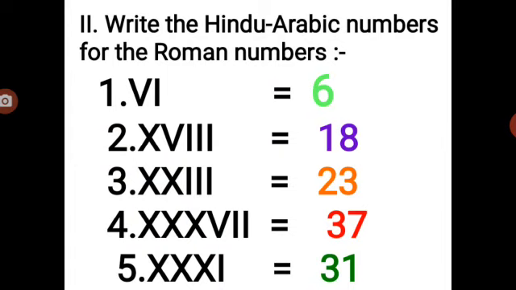Fourth one, 3 times X and VII. 3 times X means 30. V for 5, II for 2. So 30 plus 5 plus 2 is 37. Fifth one, 3 times X and I. 30 plus 1 is 31. Have you cleared all of this?